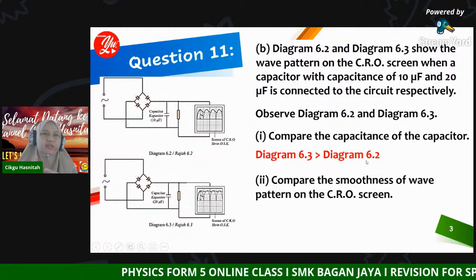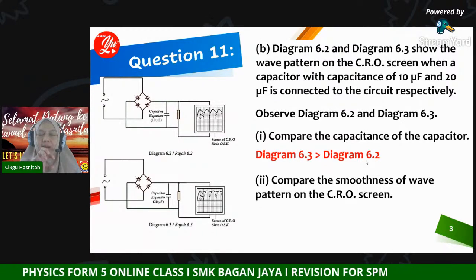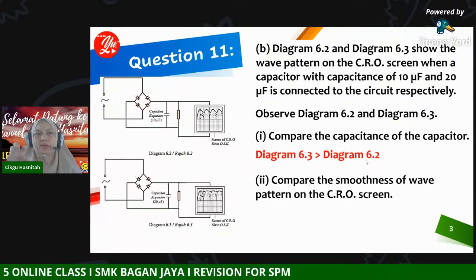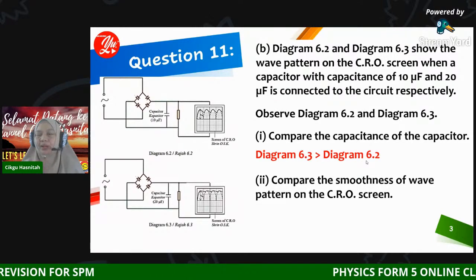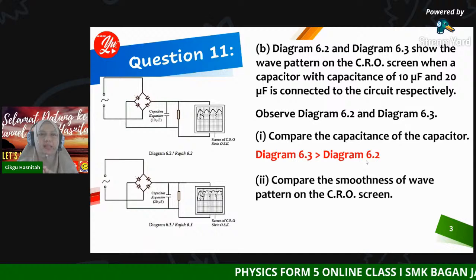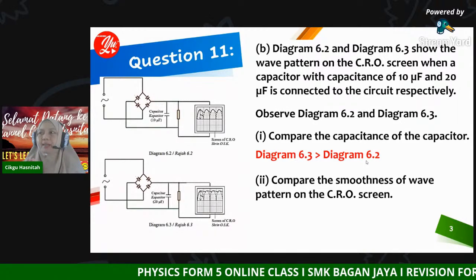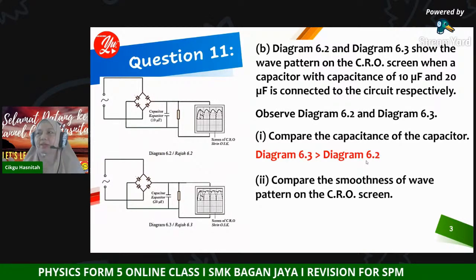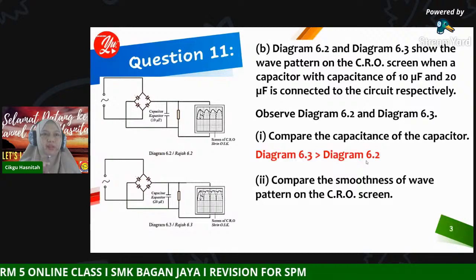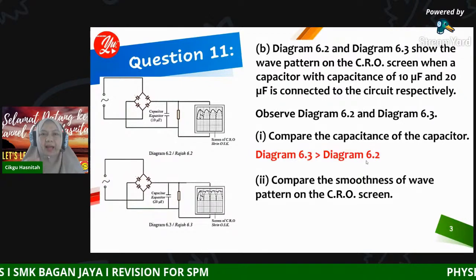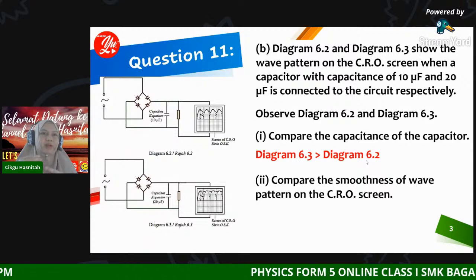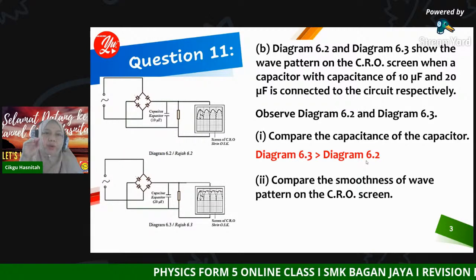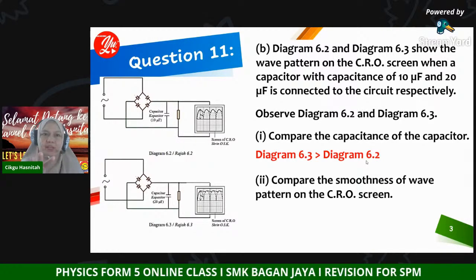Remember, this is a structure question, so we can go straightforward to the answers. Okay, you don't have to write the full sentences. But in an essay, you must write the full sentences: the capacitance of the capacitor in diagram 6.3 is greater or higher than in diagram 6.2. Okay, for structure, you just write straight to the answer.